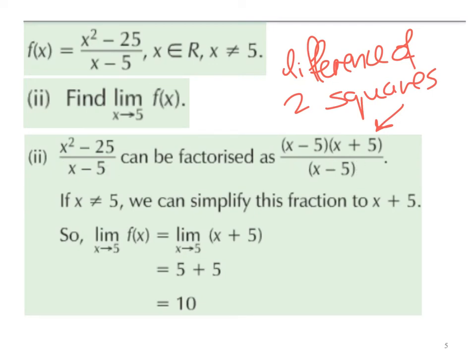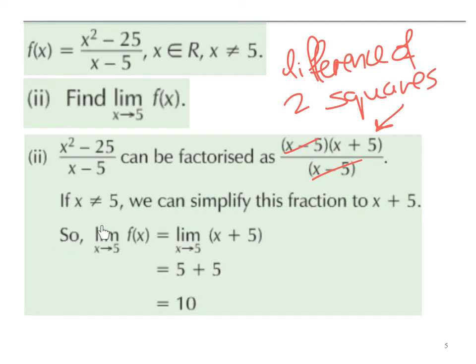So we have factorized this expression, and we ended up with x minus 5 multiplied by x plus 5, all divided by x minus 5. Notice that we have x minus 5 in the numerator and x minus 5 in the denominator. So we can cancel those, and we're left with x plus 5. So if x is not equal to 5, we can simplify this fraction to x plus 5.